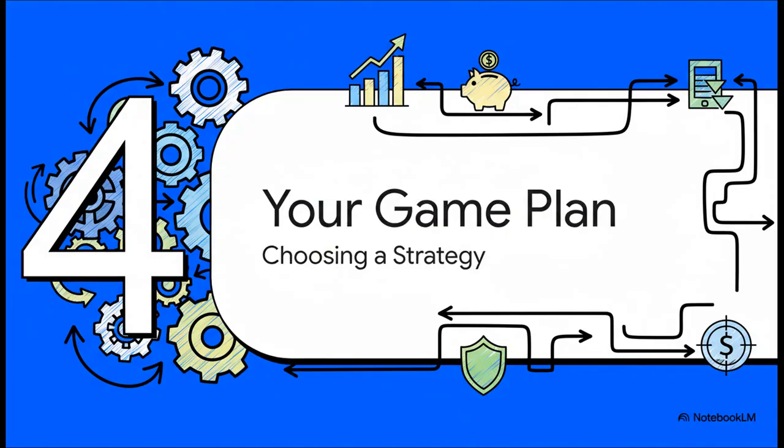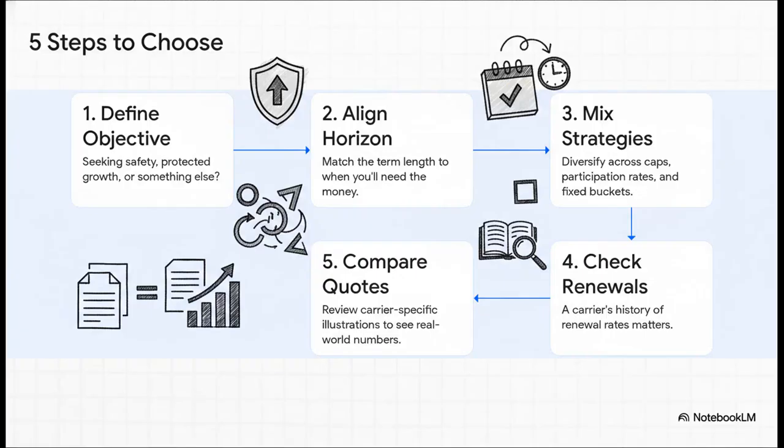Okay, we've looked at all the nuts and bolts, we've waded through the jargon, so what do you actually do with all this knowledge? How do you put it into action and pick a strategy that actually lines up with your financial goals? Here's a simple 5-step framework you can follow. First, define your objective. What are you trying to do here? Is it all about safety, protected growth, something else? Second, match your timeline. Don't lock up money for 10 years if you might need it in 3.